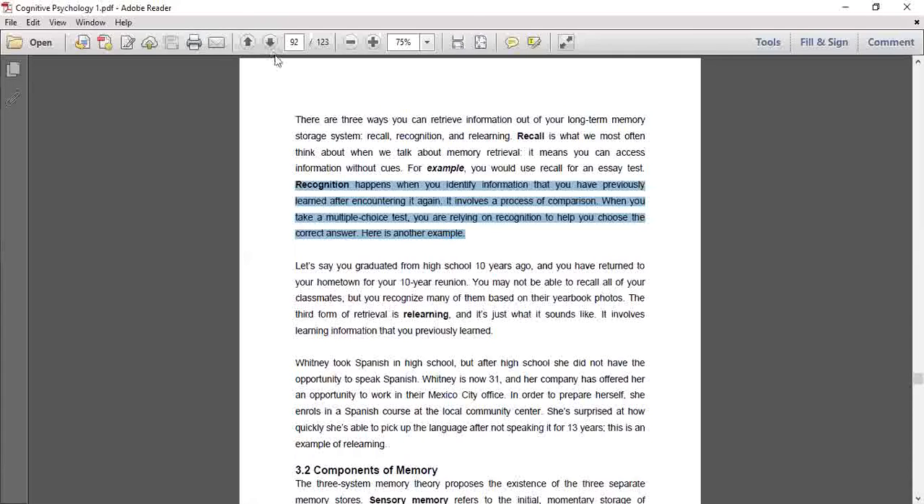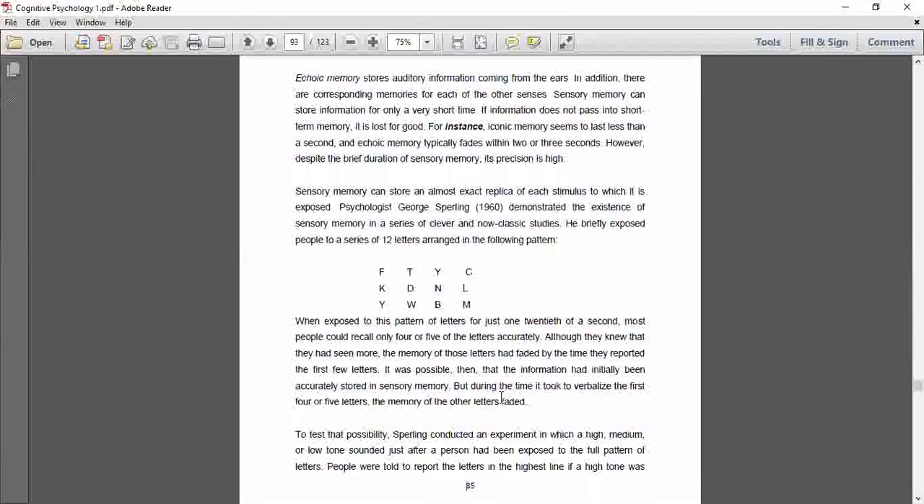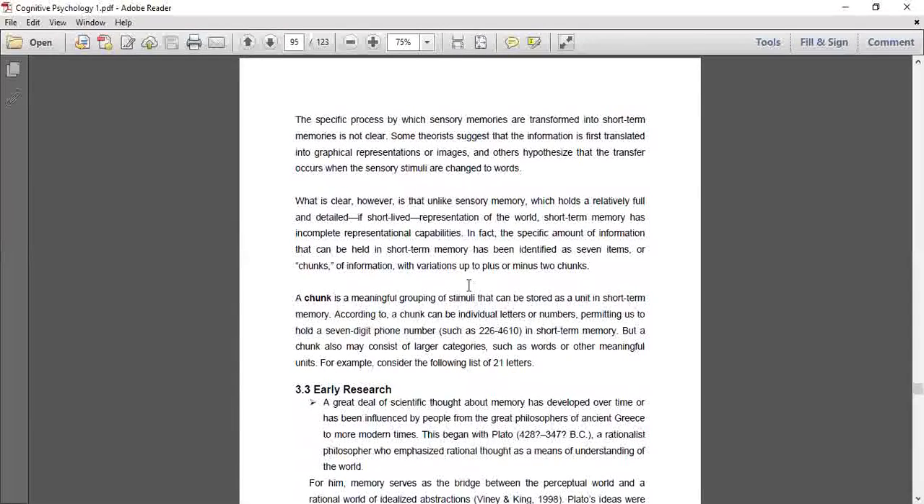Then comes the issue of components of memory. Those are part of our storage, it is still the same, but they were just differentiated here. Then comes early research.